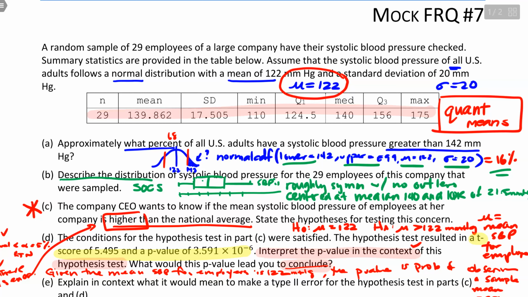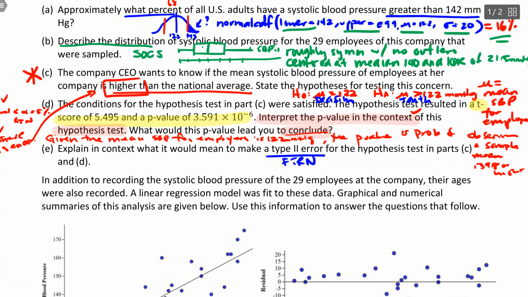Part D, I'm hoping we see something like this because it brings me joy. We're hoping now to see what a type 2 error would be for this particular one. So remember, type 2 means that this was the truth. We failed to reject, so we decided this. So in a type 2 error, we would decide there isn't enough evidence to say that the average was higher at this particular company, when in fact it actually is. So that's what they'd be looking for. Context about failing to reject the null, and then the truth is it actually is higher, but we did not make that conclusion.